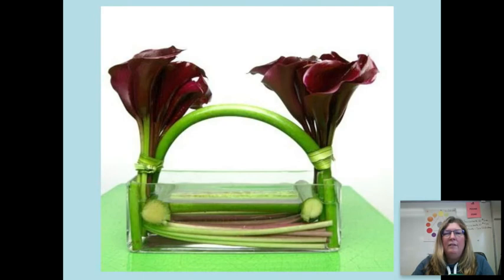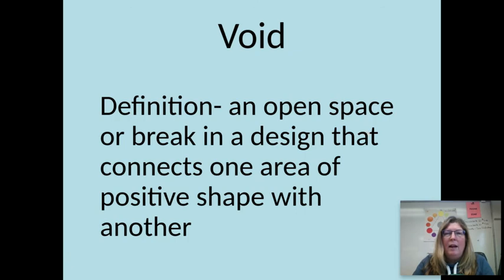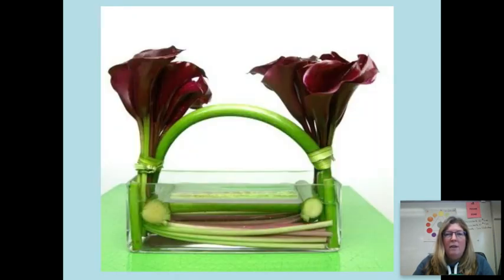All right, so in floral design, positive space is where we have plant materials. So these very dark purple calla lilies are positive, and these stems on the bottom of the vase are positive. And then all this area in between and around the outside would be negative space. We want to add one more definition today, and that is a void. A void is an open space or break in a design that connects one area of positive shape with another. So if we go back to that particular design, here's the void right here in the middle, right? This area, because of this stem that has been cut and is reaching across from one area of positive space to the next area of positive space, that's considered a void.